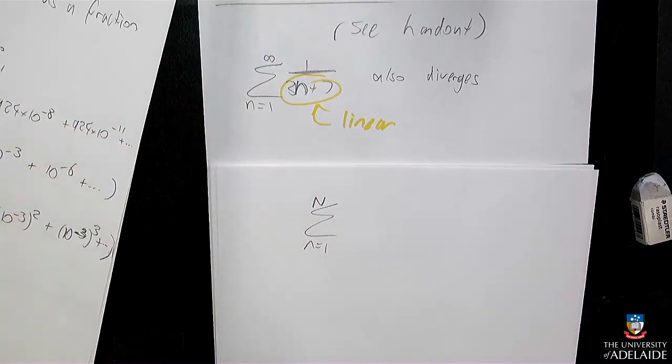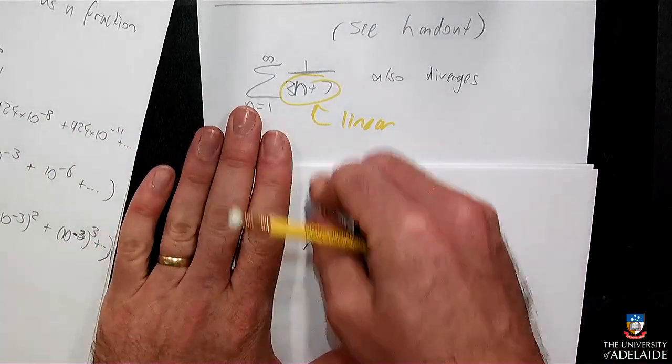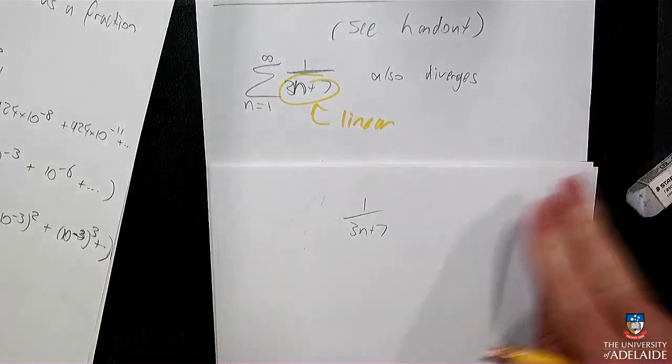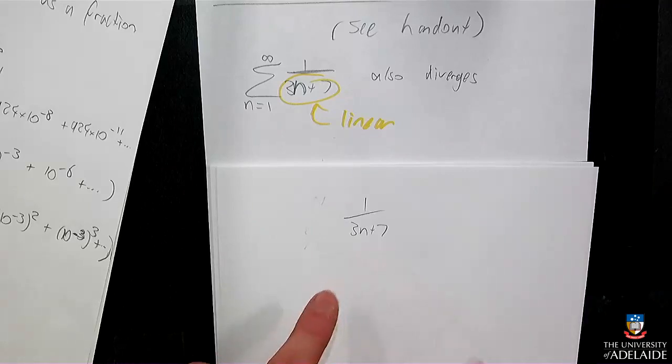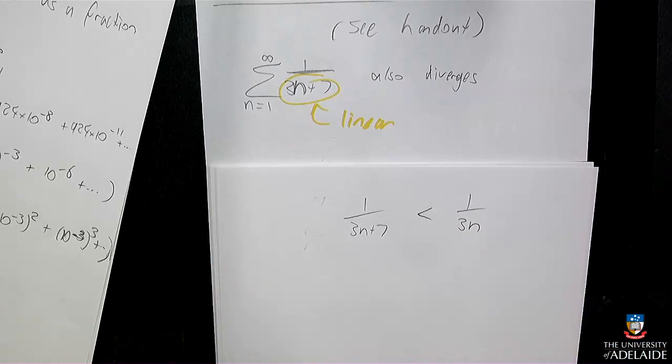If you just go up to a specific n, and rather than go to infinity, so this thing is 3n plus 7, and something plus 7 is a little bit bigger than just 3n, and since the denominator is bigger, the fraction is smaller. So this is a little bit less than 1 over 3n. No matter what n is, 1 over 3n plus 7 is less than 1 over 3n because 3n plus 7 is a bit bigger, and therefore the fraction's smaller.